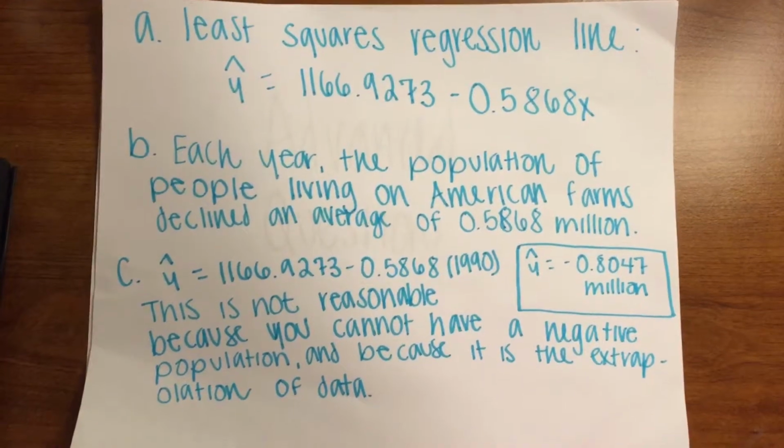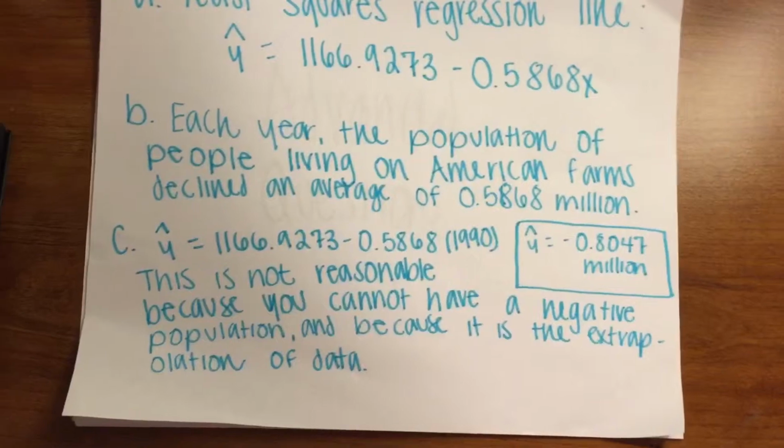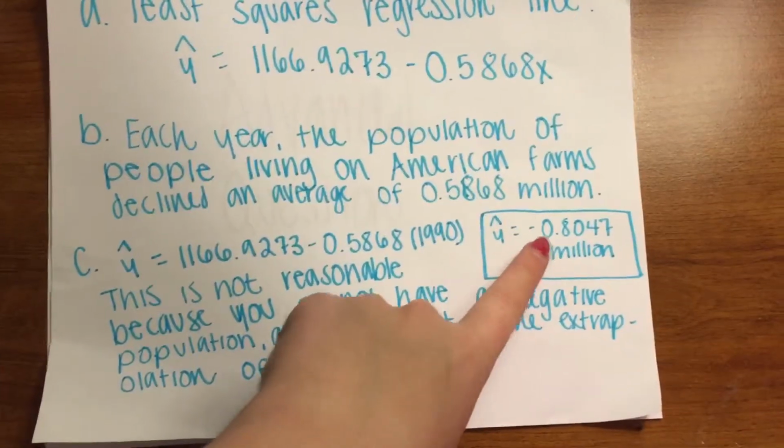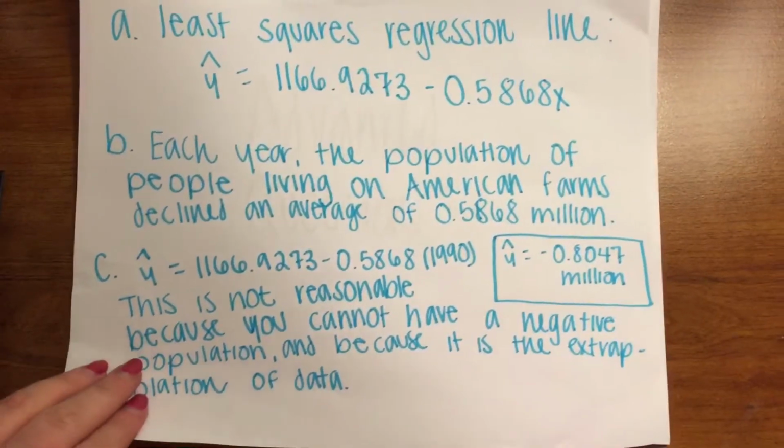And for C, you cannot reasonably predict the population in 1990 because you cannot have a negative population. As you can see right there, it's a negative number, and because it is extrapolating the data.